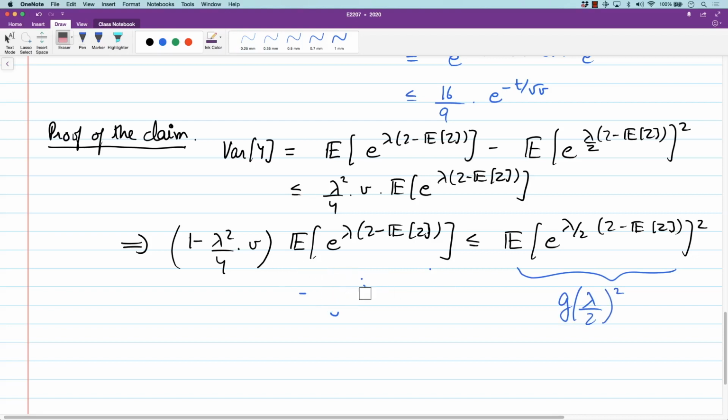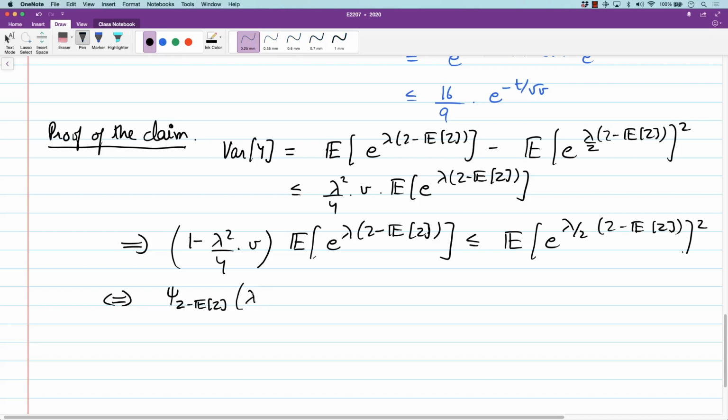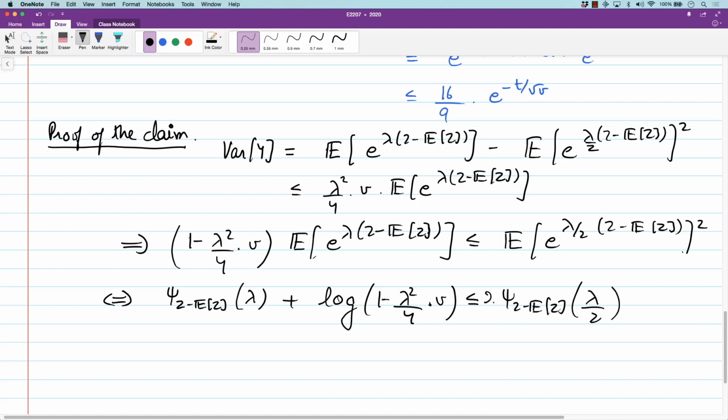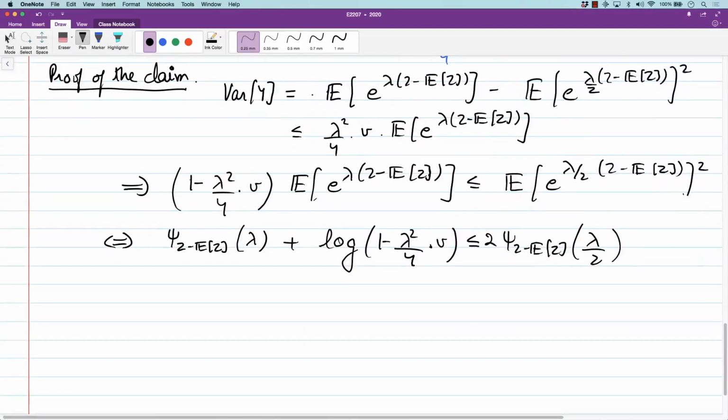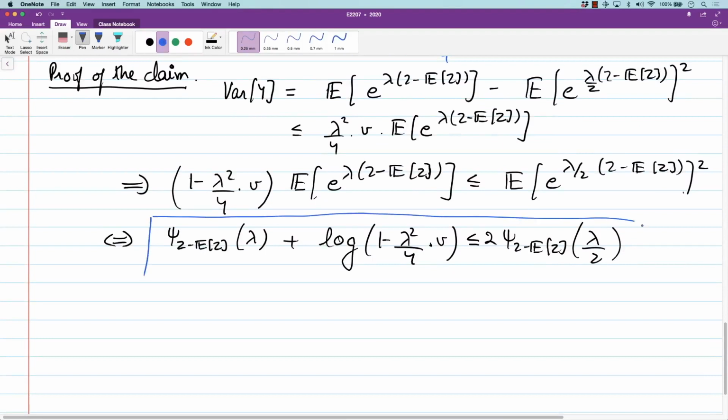Actually, it's better to first take the log and then define this function. Okay, so let's take a log here. So this is if and only if the log moment generating function plus log of 1 minus lambda square by 4v is less than or equal to the same log moment generating function at lambda by 2, but there's a factor of 2 outside. So that's what the property that we are assuming here, this if part, is equivalent to having this condition for the log moment generating function.